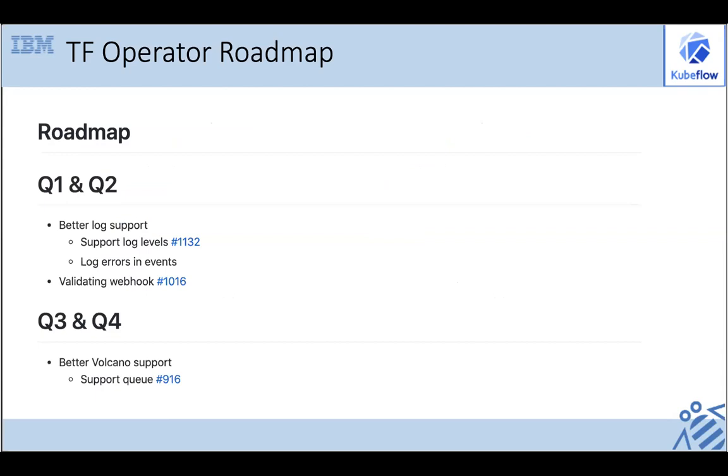So the TF operator roadmap is more simple. There's not as much. Because Google runs Kubeflow, they have a very strong handle on the TF operator as well. So Q1 and Q2, better log support, validating webhook, and better Volcano support for Q3 and Q4. Again, this will just be on the GitHub page if you'd like to check it out and see the related issues.